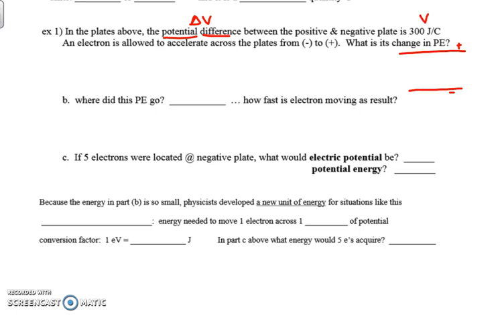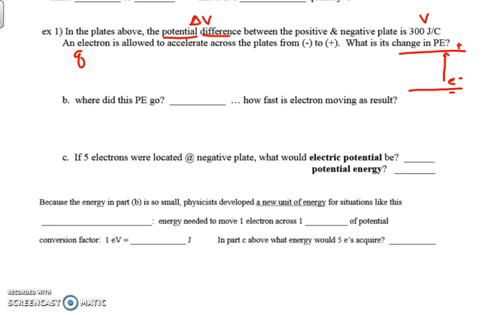And an electron, so that's a key thing. What do we associate with an electron measurement-wise? We should associate that with a charge, that's Q, or potentially a mass, and it's allowed to accelerate across the plates from the negative to positive. What is the change in potential energy? In other words, if we put an electron here near the negative plate, it doesn't want to be there. It's going to zip across to the positive plate and gain kinetic energy and lose potential energy. So if you understand the terms and the variables, this is a very easy equation to solve.